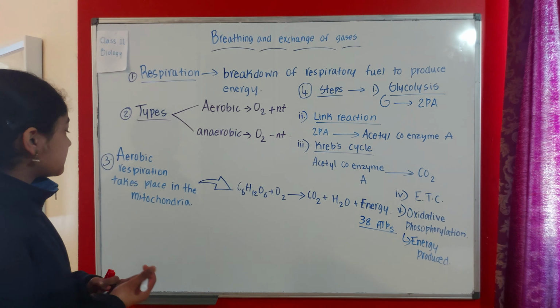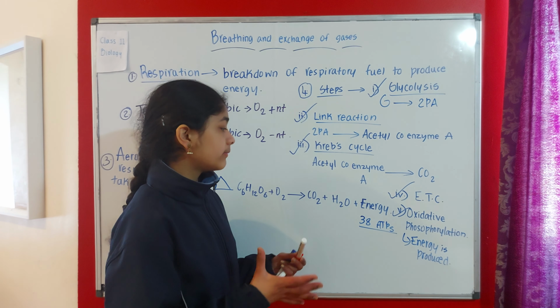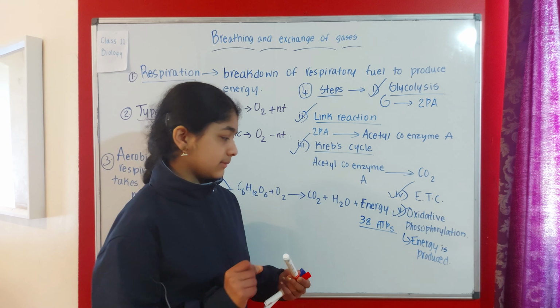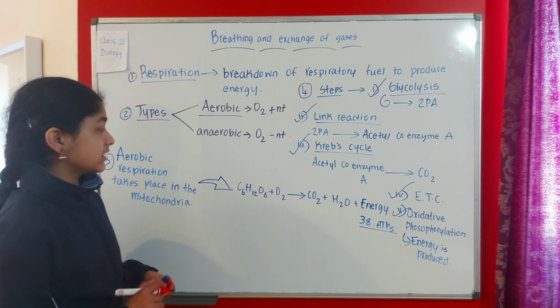Aerobic respiration takes place in the mitochondria of the cells, and this is the equation of aerobic respiration. Here we have taken a look at the steps involved. The first is glycolysis, second is link reaction, third is Krebs cycle, the fourth is electron transport chain, and the fifth is oxidative phosphorylation. Here is where the energy is produced, 38 ATPs at the end of aerobic respiration.